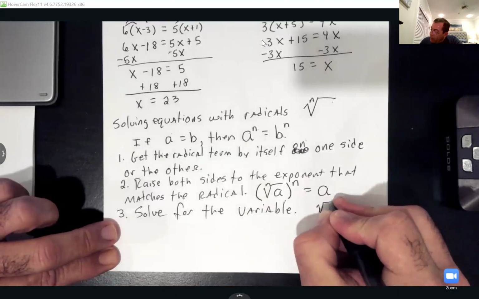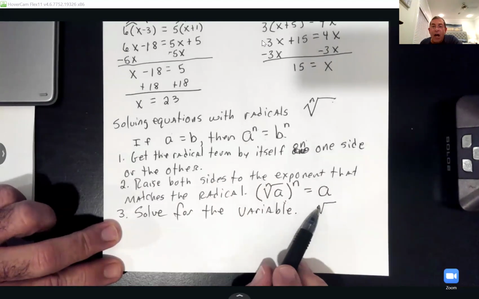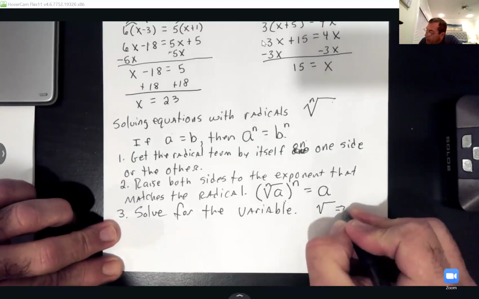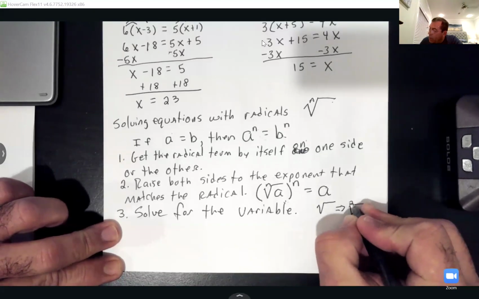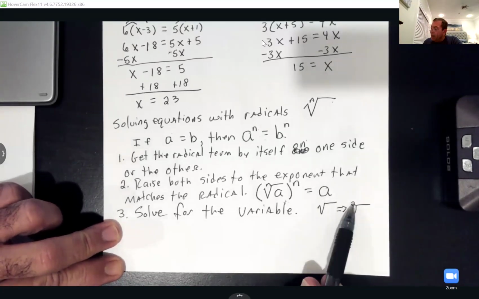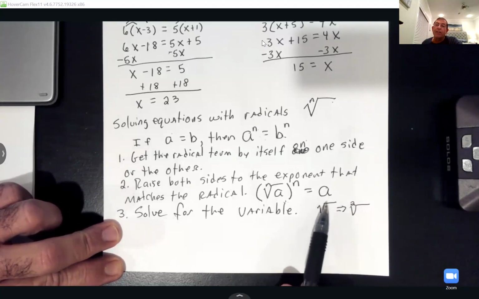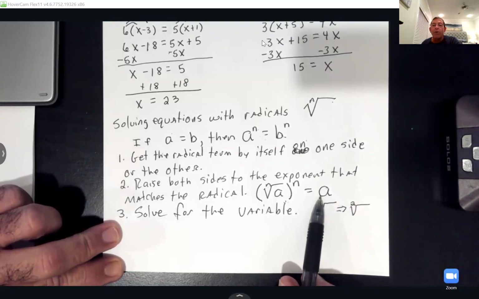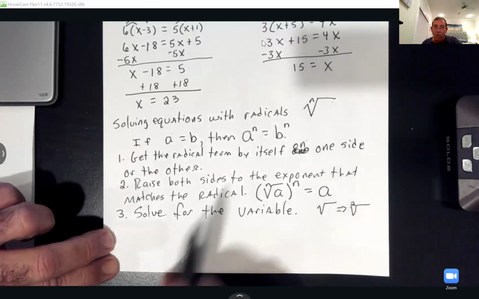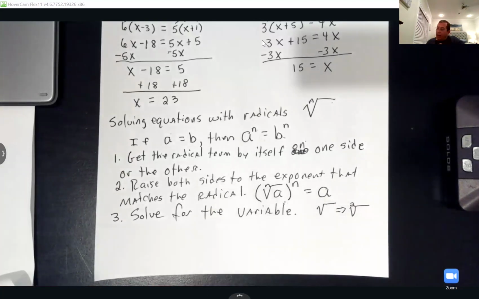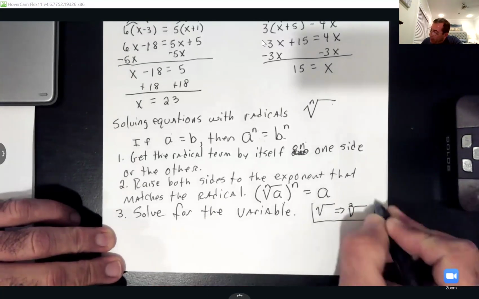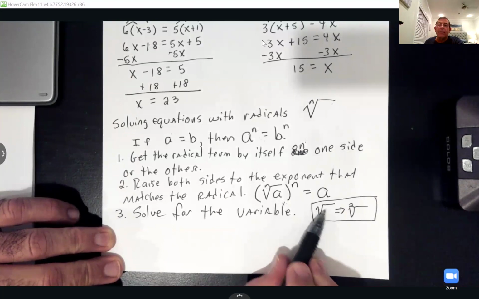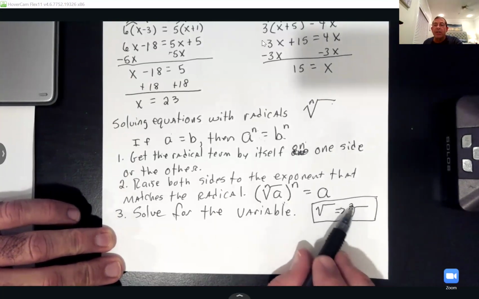If you've got a radical like that, that does not have a number in the little notch, then this means that that is a square root. Okay? They don't have to put the 2 in the notch if it's a square root. But if it's a cube root, they have to put a 3. A fourth root, they have to put a 4, and so on, okay? So just remember, if we don't have a number in that radical like this, then we're going to square both sides because it's understood to be a 2.